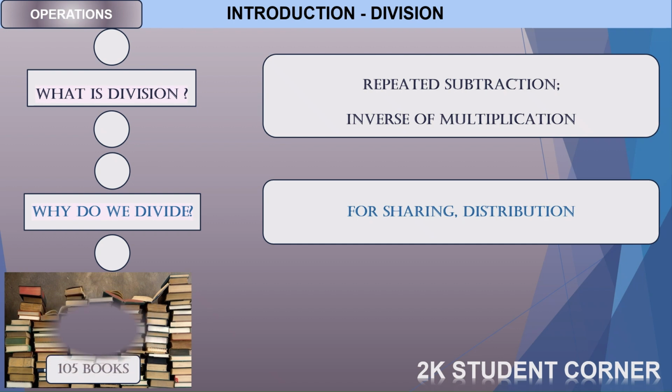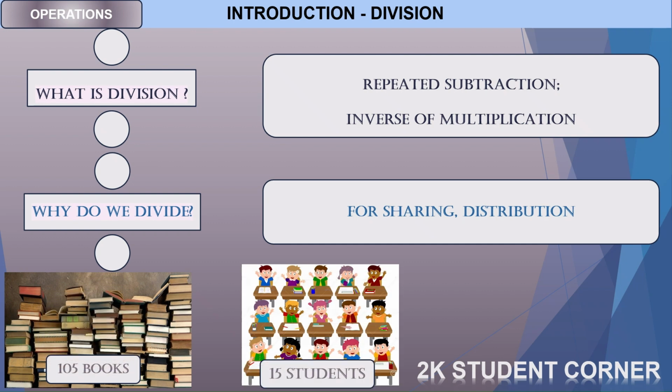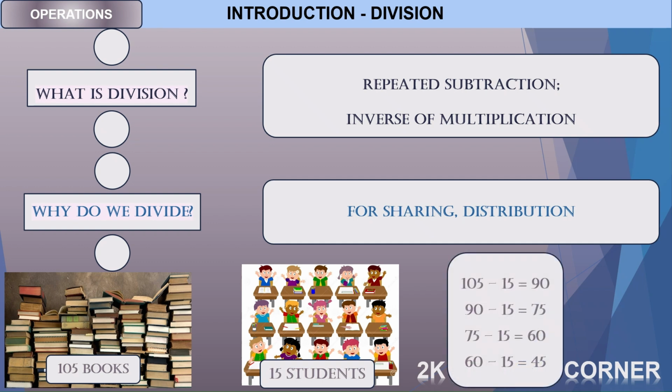For example, there are 105 books that have to be distributed equally to 15 students. How many books does each student get? To know the answer, we distribute the books in the following manner. First, distribute 1 book to each student. 105 minus 15 is equal to 90. Then again 1 book to each student. 90 minus 15 is equal to 75.